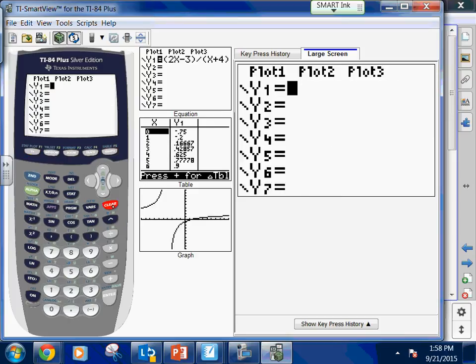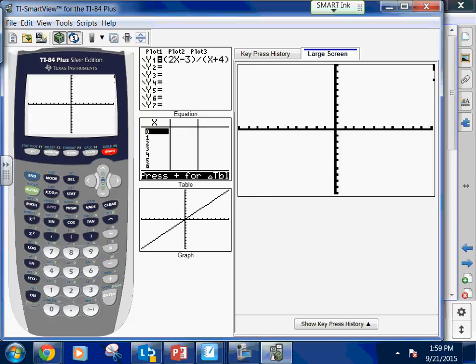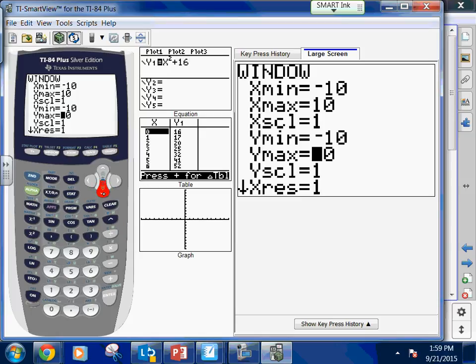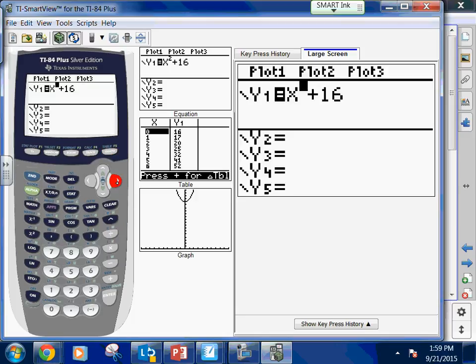Y is equal to x squared plus 16. Actually it doesn't show up because they put plus 16, so we have to change our window. Let's change it to 0 to 20. I hit graph, and you'll see it shows up. At first glance, you may say, oh, it does not pass the horizontal line test. But it has a domain restriction, and I'll place it in here so you can see what it does. The domain restriction is that it's all the values less than 0.